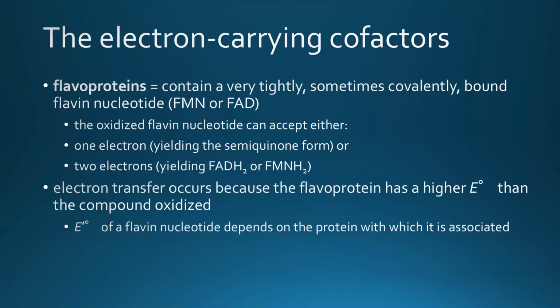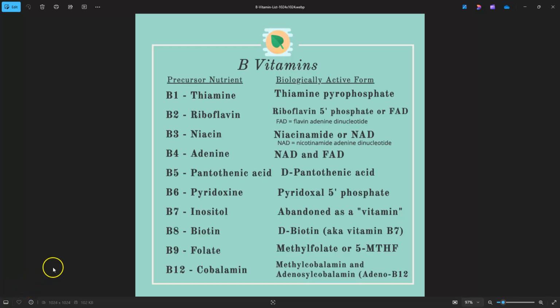Flavoproteins, you can imagine that comes from a flavin, which is riboflavin. Here's a diagram I found online and modified just a little bit discussing the various B vitamins. Flavins, or riboflavin, are vitamin B2. That gives you a precursor for FAD, which stands for flavin adenine dinucleotide.